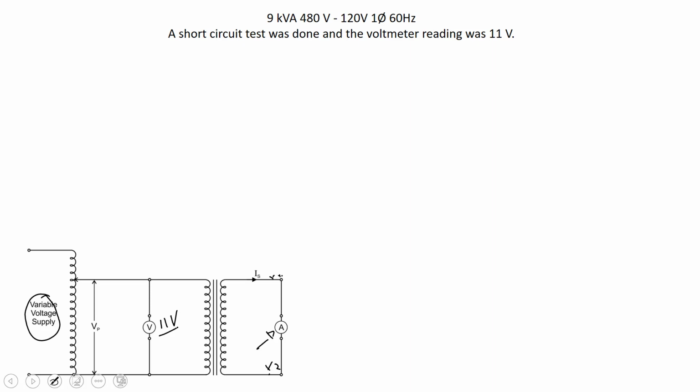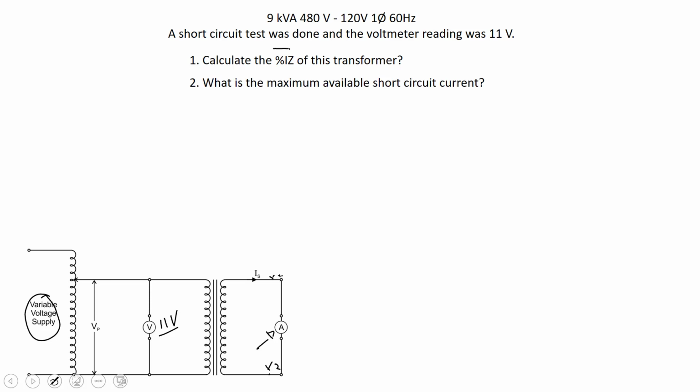We could say that 11 volts is required to overcome the internal impedance of this transformer when it's in a short circuit condition. That's how much its impedance voltage is. So a couple of questions. We're going to calculate the percent impedance, which we write as percent Z or percent IZ. You'll see that often stamped on the nameplate of a transformer. And what is the maximum available short circuit current?